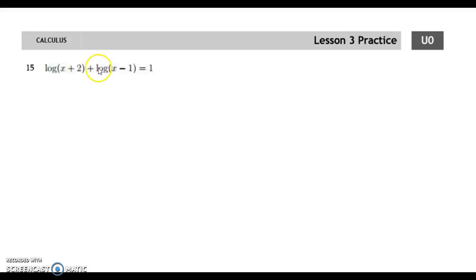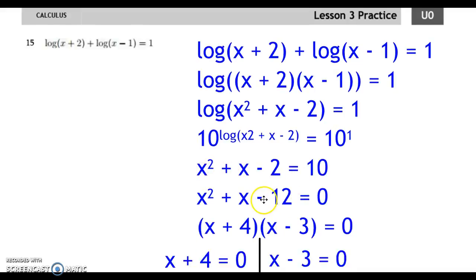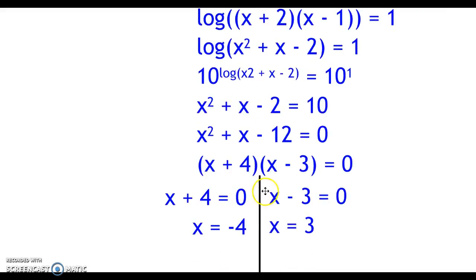You can see that there are 2 logs here that are being added. Remember, one of your log rules meant if you were adding 2 logs, you multiply. So here's what it looks like. Now for this one, we use the log rule, as I stated previously, that this plus between the 2 logs means multiply. We multiply these 2 into x squared plus x minus 2, and then we exponentiated both sides. Once we did that, we got 10 to the 1st on the right-hand side, and simply the expression itself on the left-hand side. We turned it into a quadratic and then factored it. And then once we factored it, we were able to split and solve.